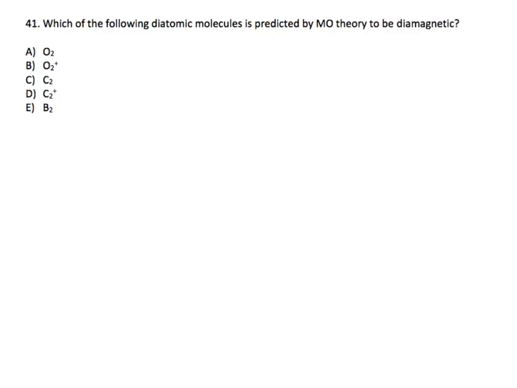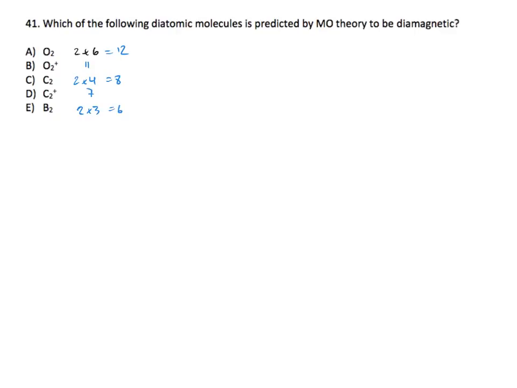So we can check a couple of our possibilities right away as being paramagnetic, which we can rule out. We're going to go through our list of A to E and calculate the number of valence electrons in each of these molecules. Oxygen is 2 times 6, which is 12. O2 plus is 1 less than that, which is 11. C2 is 2 times 4, which is 8. C2 plus is 1 less than that, which is 7. B2 is 2 times 3, which is 6.